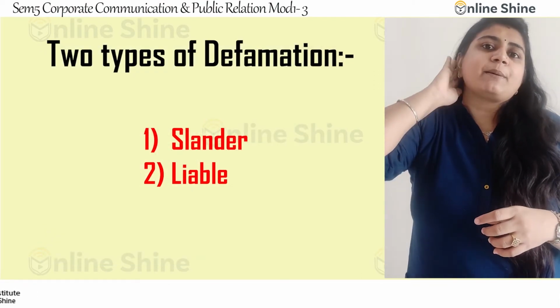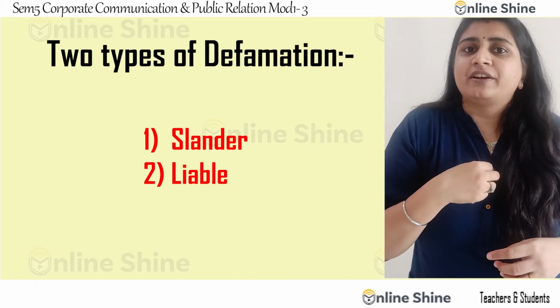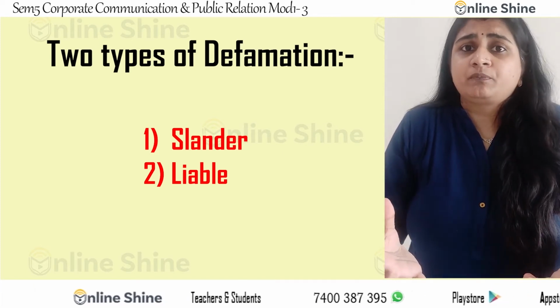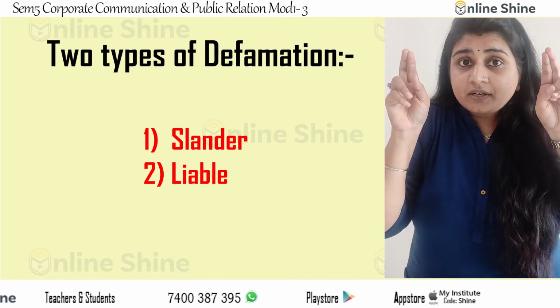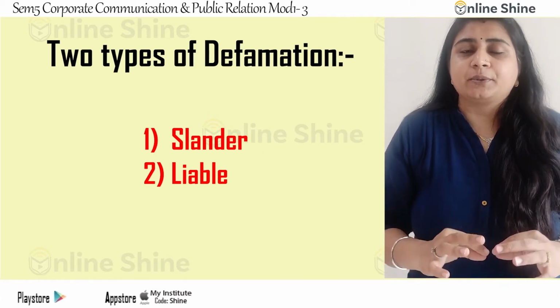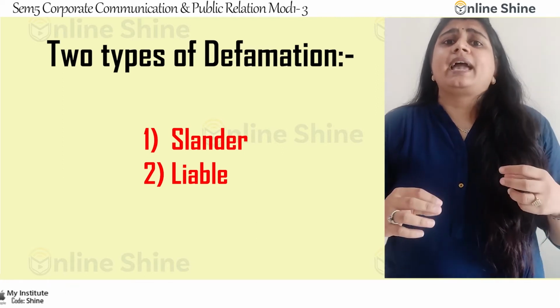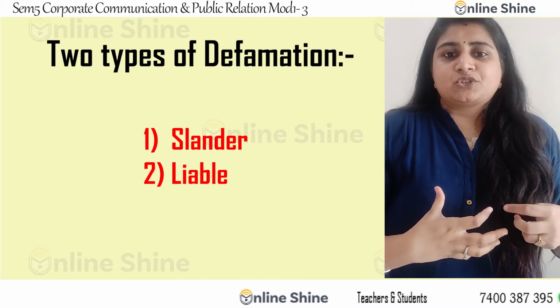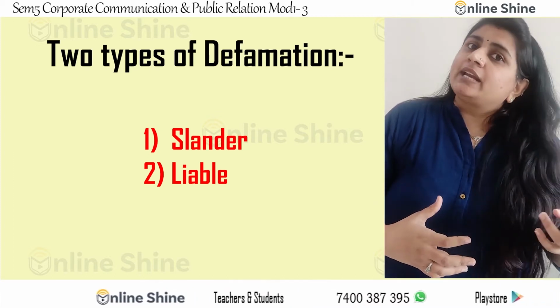Now this defamation happens in two parameters by a defendant. I can probably say it out loud, which becomes slander. Slander is when I have said something about somebody and harmed the reputation of the person. And the second kind could be libel.